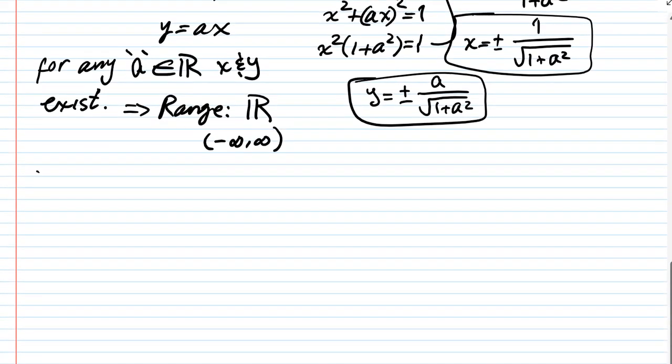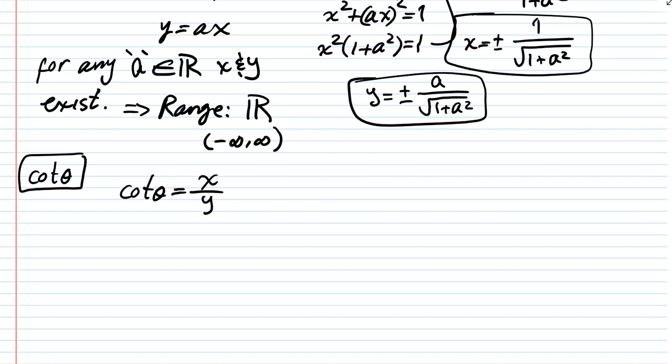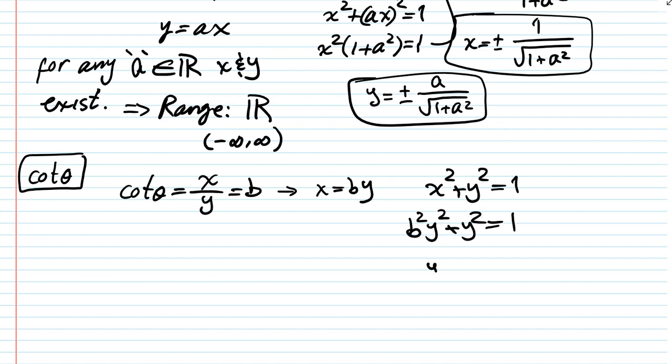Now for cotangent theta, we can do similar work. Cotangent theta is the ratio of x to y. Call that a now, or b, doesn't matter. Let me do b so it's not the same as tangent. From this, x is equal to by. The equation of a circle, x squared plus y squared is 1. So it becomes b squared y squared plus y squared is 1. Factor the y squared and divide by the binomial.